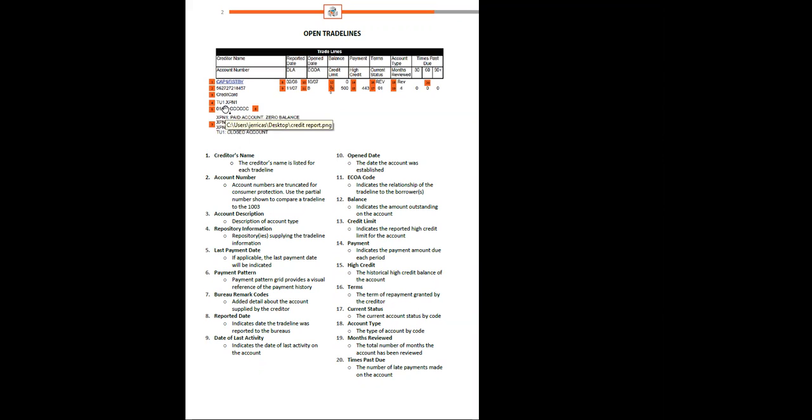Then in item 4, you see TU and XPN. Normally, in other cases, you may see EXP. You see TransUnion, Experian, and then EQI, which is Equifax. Those are the credit bureaus that will show up in the repositories supplying the trade line information. The only 2 supplying the information for this example are TransUnion and Experian.